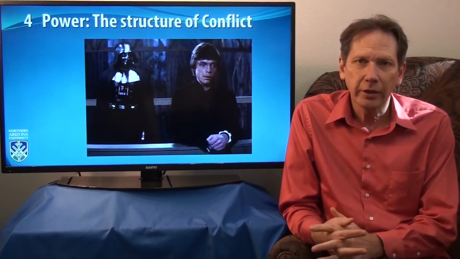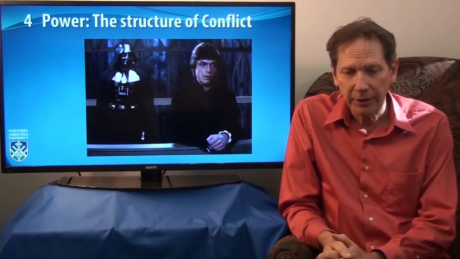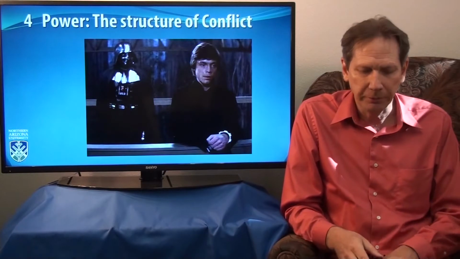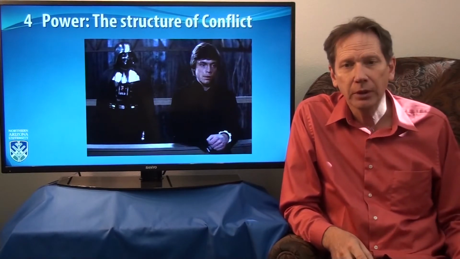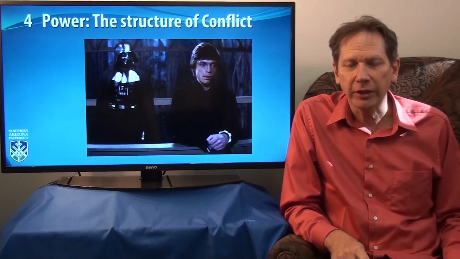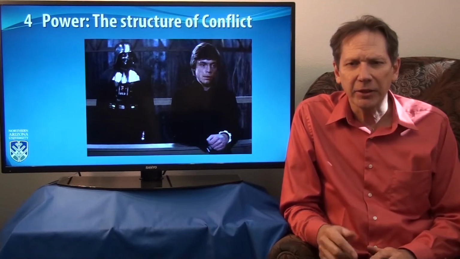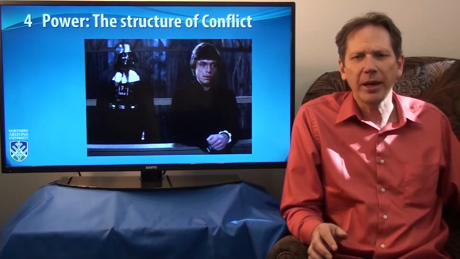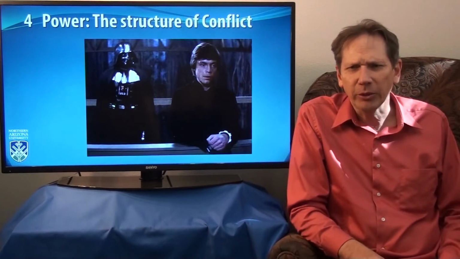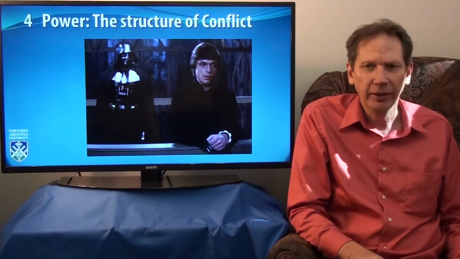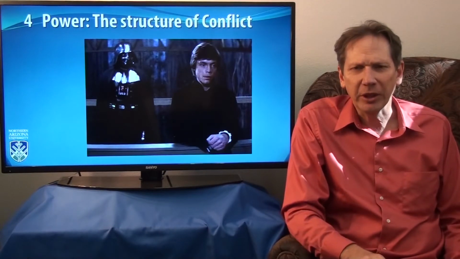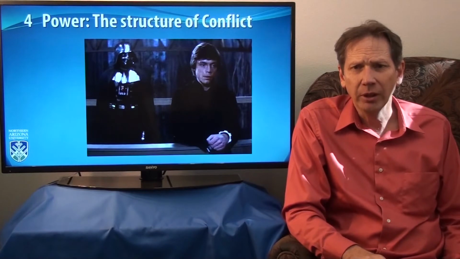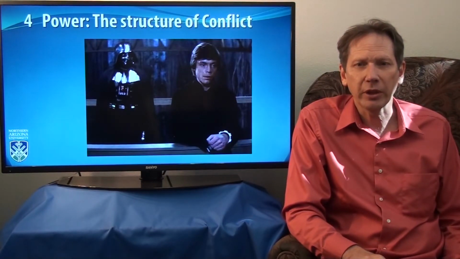Hello. Today in our class in interpersonal conflict and mediation, let's talk about power from chapter 4 of our textbook. Power, the structure of conflict. I just like this picture of Darth Vader and Luke, and that line always comes back to me. "Luke, you don't know the power of the dark side." We'll touch on that a little bit as we get into this, because I think there is a dark side of power that the chapter briefly mentions toward the end, but I want to say a little bit more about it.